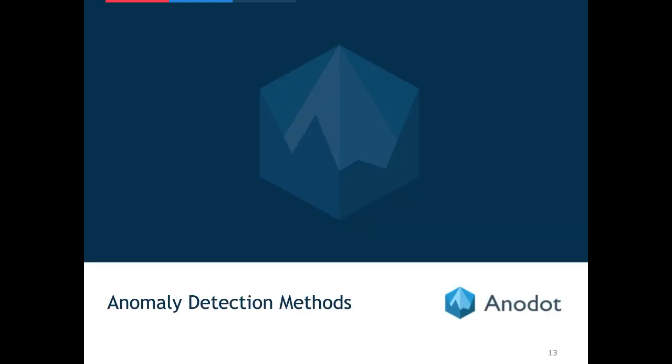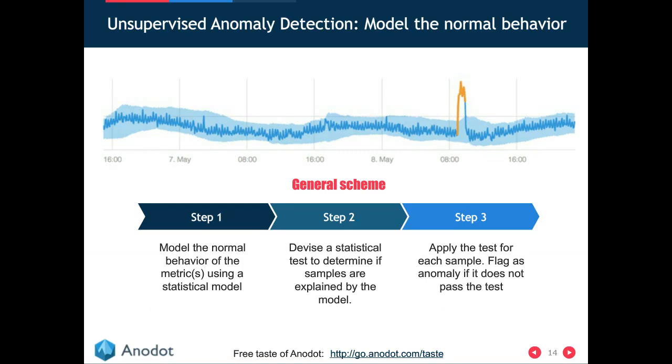All right, so let's switch gears and talk a little bit about anomaly detection methods. I'm going to focus mostly on real-time anomaly detection and mention a few of the batch learning techniques at the end of this section. So unsupervised anomaly detection, basically the first step is to model the normal behavior. That's the first step because it's unsupervised. So we have to model the normal behavior in some way.